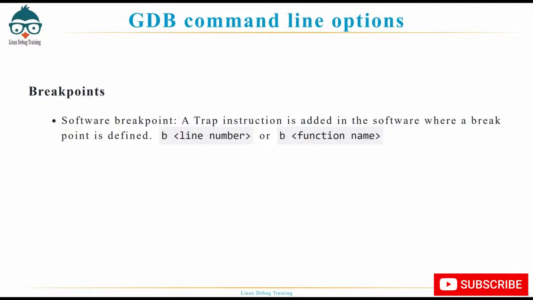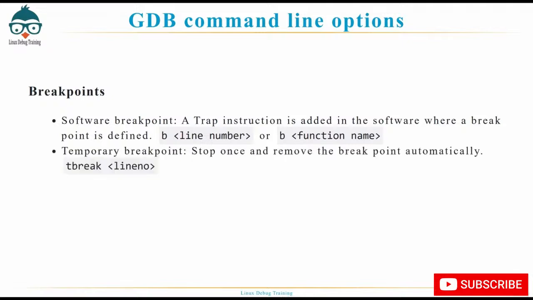When a software breakpoint is set, the debugger replaces the instruction at the breakpoint with a trap instruction. This trap instruction causes the program to halt execution and enter the debugger. The debugger then provides the programmer with a variety of tools for examining the program state. A temporary breakpoint can be set by using tbreak followed by a line number. The temporary breakpoint will stop once, and then the breakpoint will be automatically removed at that point.